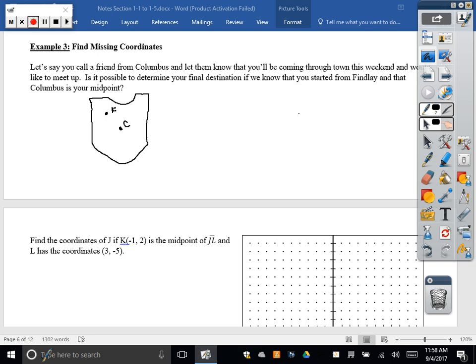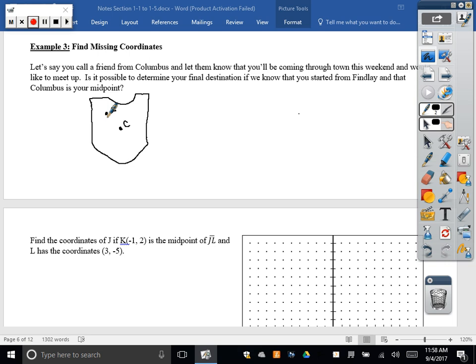Well, what I meant to say is, let's say you call a friend that's down in southeast Ohio. Okay, so somewhere down in here. Okay? And let's say that you decide to meet halfway in between, which is in Columbus. Could you figure out exactly where your friend is coming from? And the answer is this.